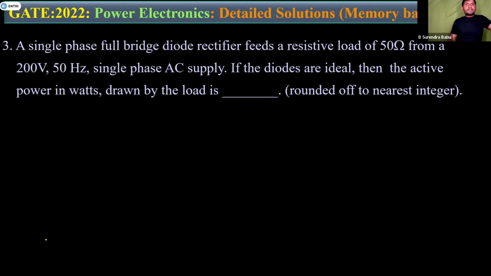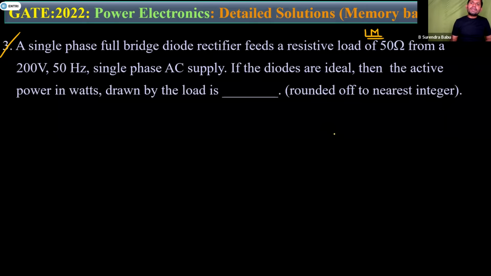One more question, students. This question is also asked from the rectifiers, and this is the 1 mark question. It's very simple. A single phase full bridge diode rectifier. It is a diode rectifier circuit. A load of 50 ohms is given. This model is also already there in the GATE exam. Single phase AC supply. If the diodes are ideal, then the active power in watts drawn by the load is how much active power is supplied to the load.